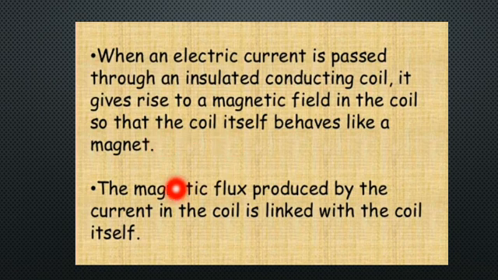Now see the second point. The magnetic flux produced by the current in the coil is linked with the coil itself.